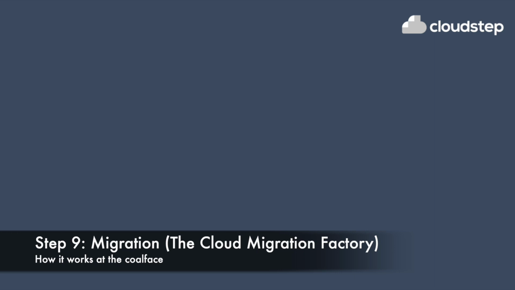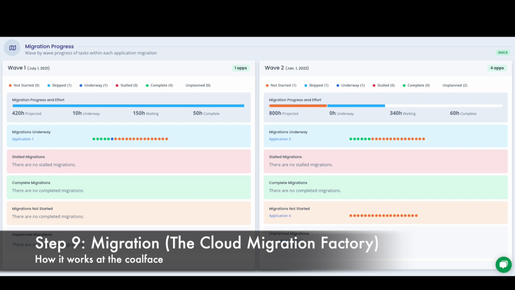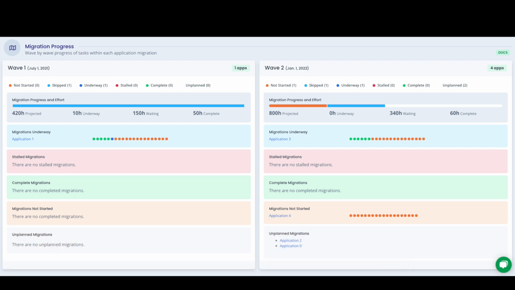We've planned and estimated everything, and now we're ready to migrate. So how does it work? We move into the migration progress board, which is our master list of all the migrations we're doing and where they're up to. From here, we dig into each application. We organize app migrations into waves, tackling each application on its own within that wave.